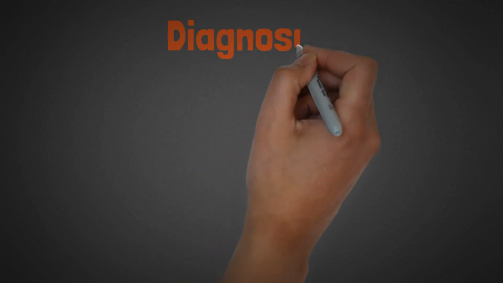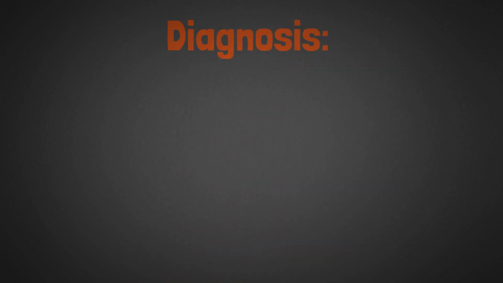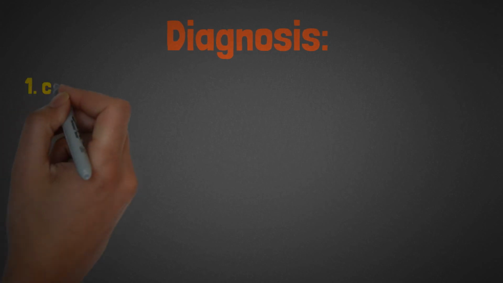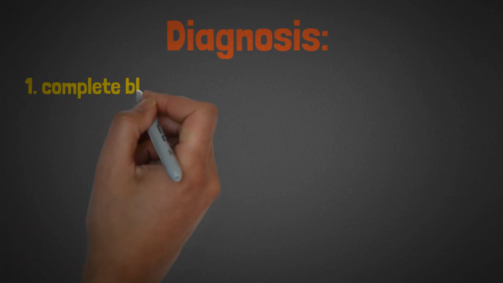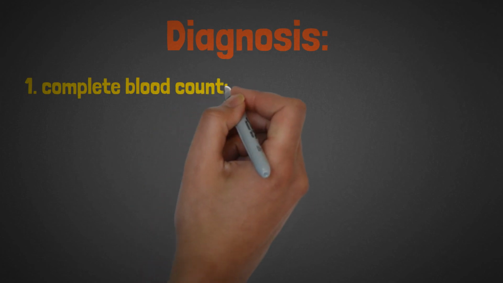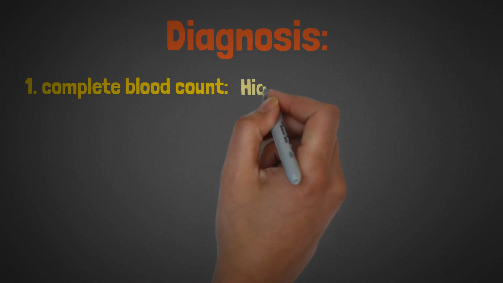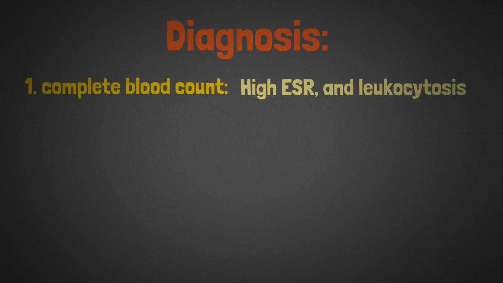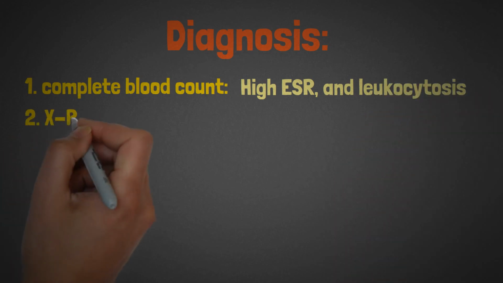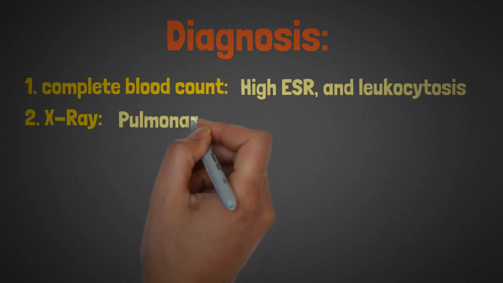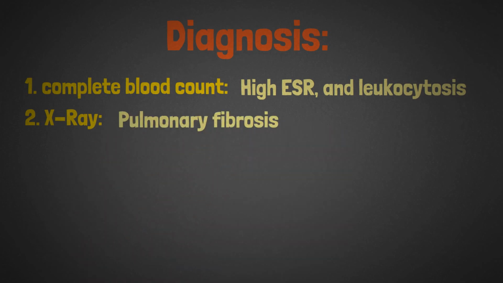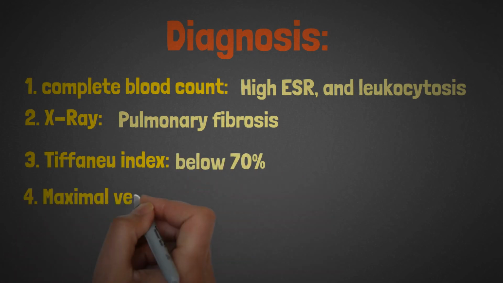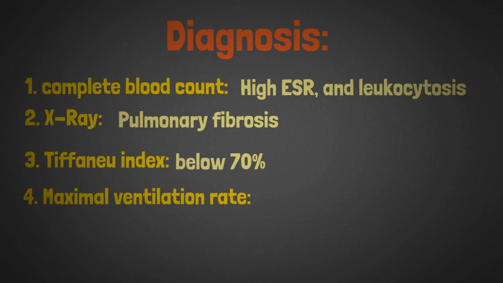Usually, chronic bronchitis is diagnosed mainly by the clinical symptoms. In addition to that, complete blood count can be made, in which high ESR and leukocytosis are detected. X-ray study can be made, in which pulmonary fibrosis is detected. Tiffeneau index is below 70%. Maximal ventilation rate is below 85%.